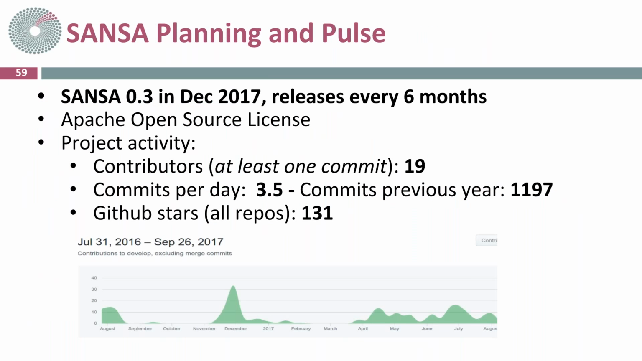Overall, SANSA is a very active project. We perform a release every 6 months. We started inside of Big Data Europe to specialize on this path, and have now 19 contributors and more than 1,000 commits already in the first year. And we will have another release very soon, I think on December 14th, where you're also invited to check out the latest advancements of our project.